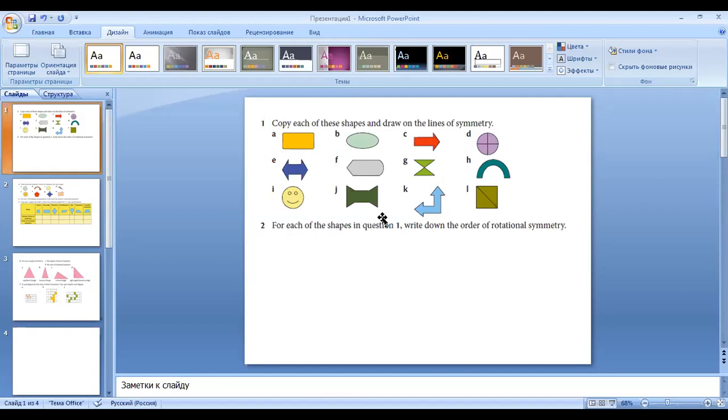And for example, which one? This shape, for example, when you divide it into two equal vertical parts, as you see, it's also symmetry, and it has only one symmetry line. And what is the rotational symmetry?